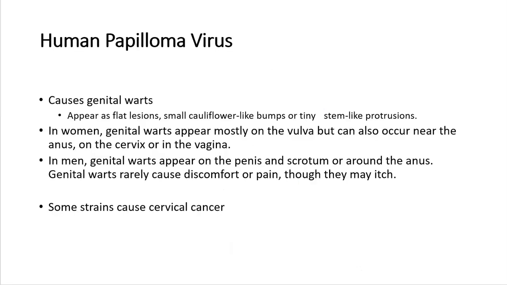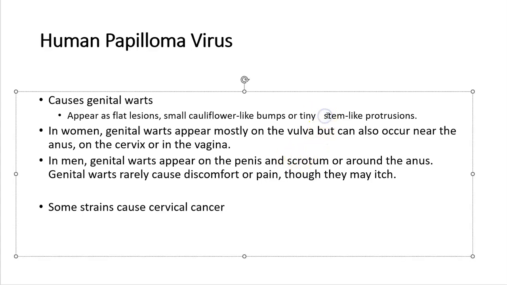Human papillomavirus, HPV, causes genital warts, flat lesions, small cauliflower-like bumps, or little projections. In the women, the warts usually are on the vulva, but can also occur near the anus or the cervix, or in the vaginal area. In the men, generally the warts appear on the penis and the scrotum. They rarely cause discomfort or pain.